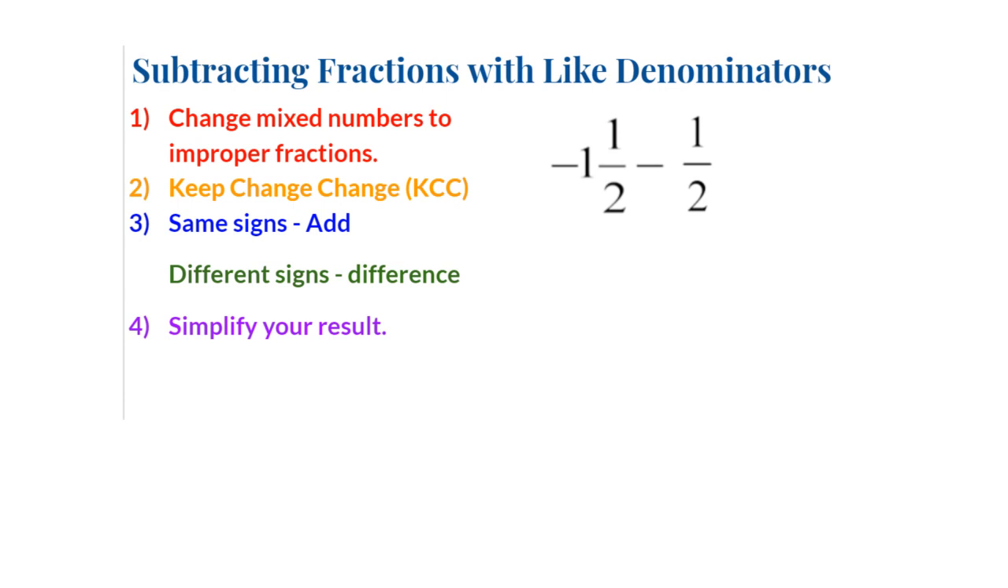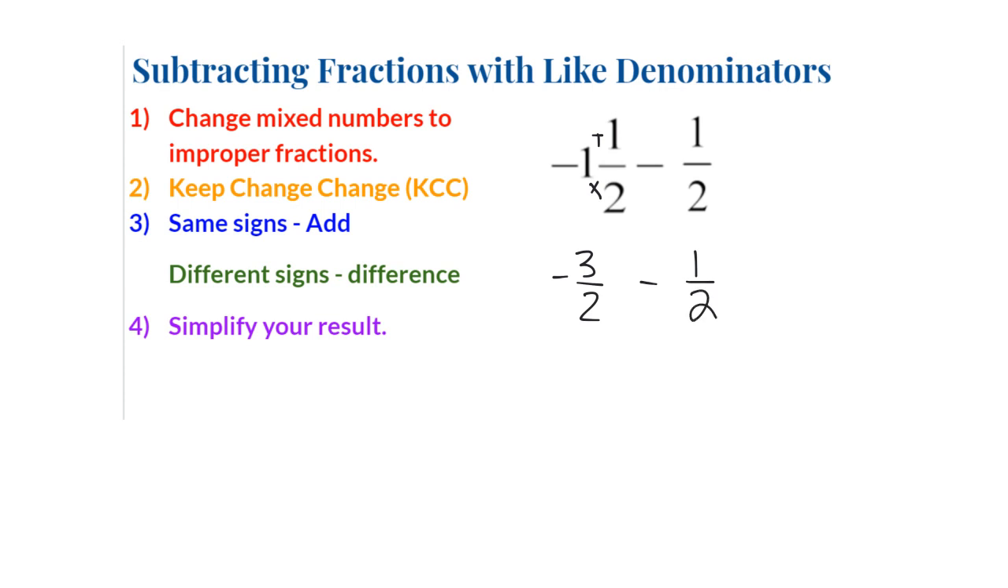So this first mixed number, -1 1/2, I'm going to multiply 2 and 1, and then add 1 to it. I know 2 times 1 is 2, plus 1 is 3, so -3/2. And then the second fraction is already a normal fraction, so I'm going to keep it like that.